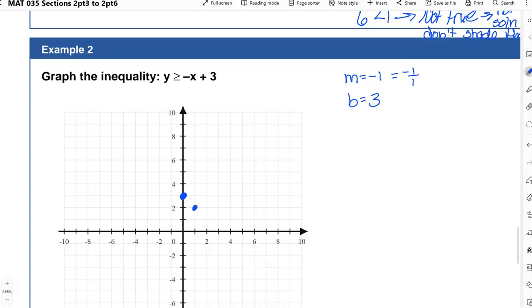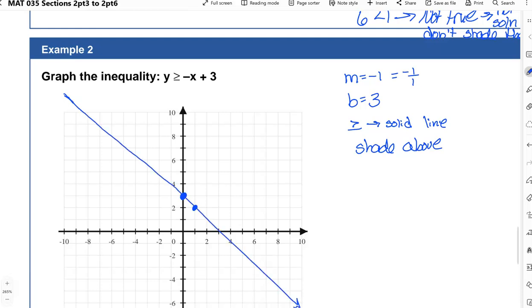My inequality is greater than or equal to. So that means we're going to have a solid line. And then we're going to end up shading above. I'm going to connect my dots with a solid line. And I'm going to shade above the line, which would be this area up here.